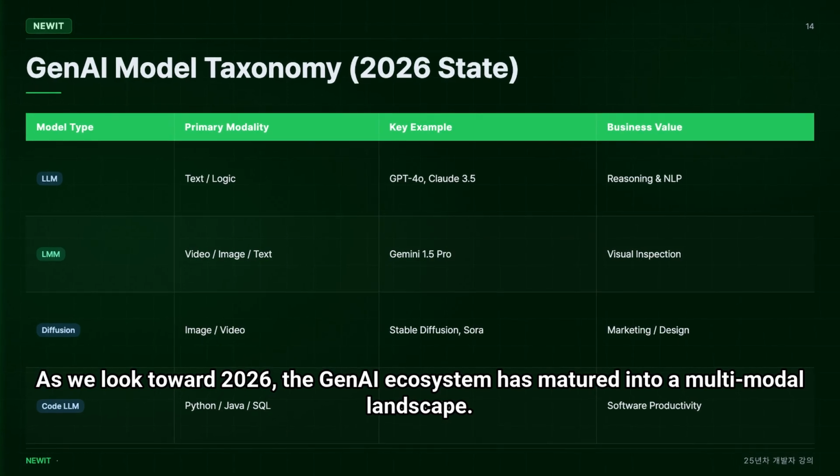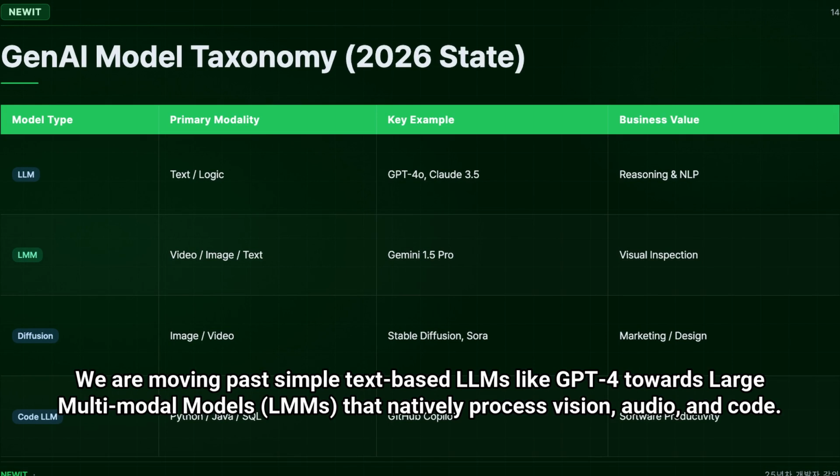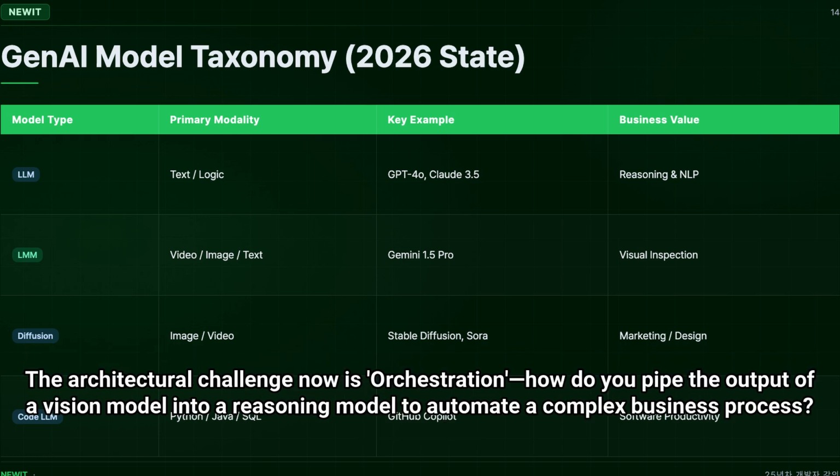As we look toward 2026, the GenAI ecosystem has matured into a multimodal landscape. We are moving past simple text-based LLMs like GPT-4 towards large multimodal models, LMMs, that natively process vision, audio, and code. In the enterprise space, we categorize these models not just by their size, but by their modality capability. LLMs handle the logic and reasoning, diffusion models dominate visual synthesis, and specialized code models drive the SDLC automation.